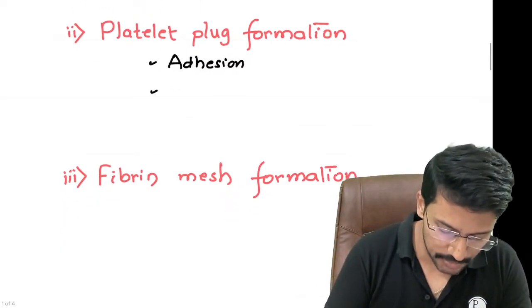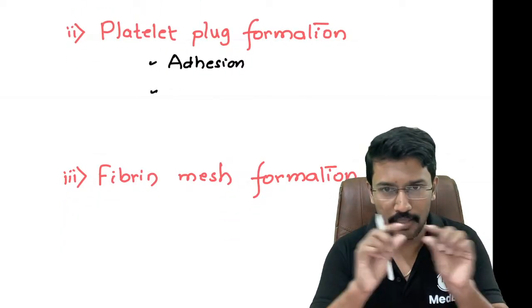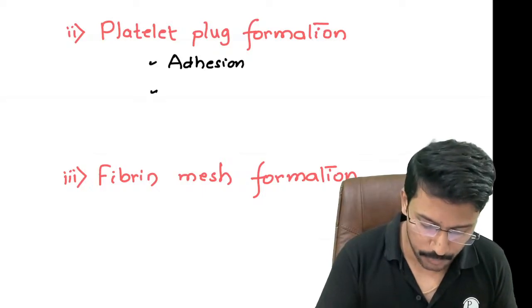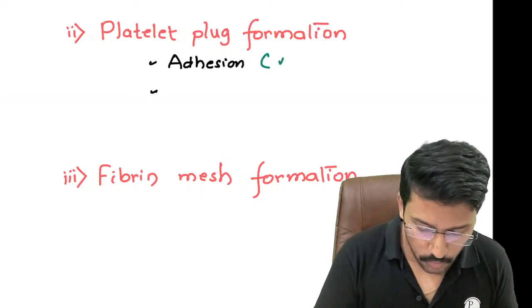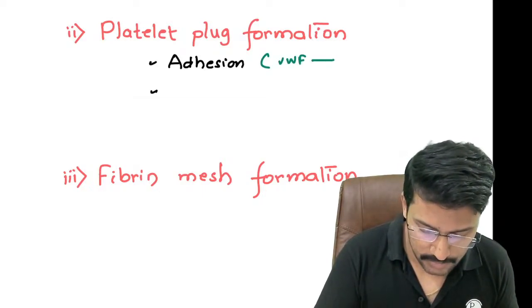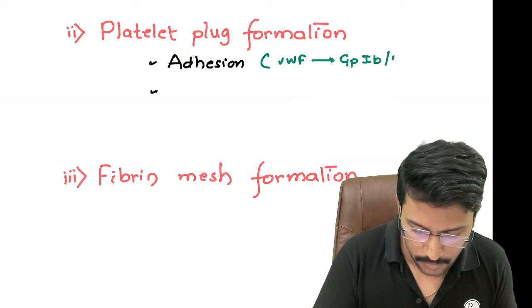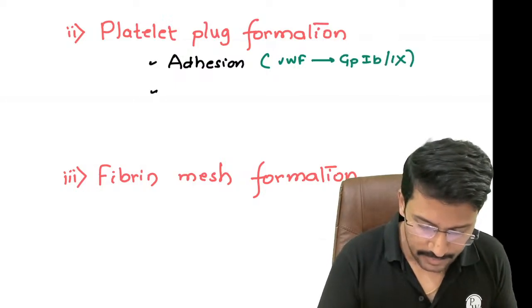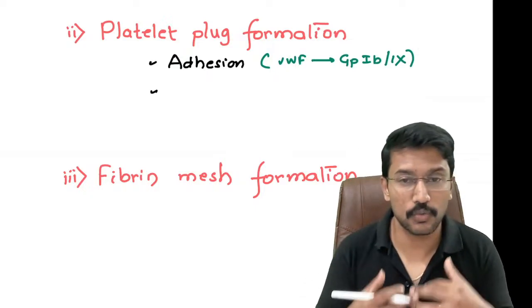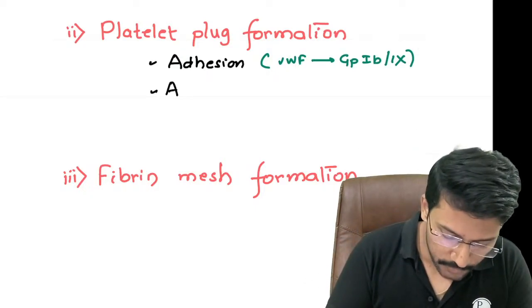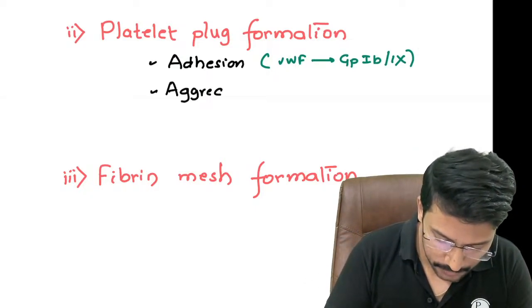The first step is adhesion, where initial adhesion has happened. In the adhesion, what has happened? The platelets are bound to von Willebrand factor. So there is a binding between von Willebrand factor and GP1B9. Second is to get more platelets to the site of injury. This step is what we call platelet aggregation.